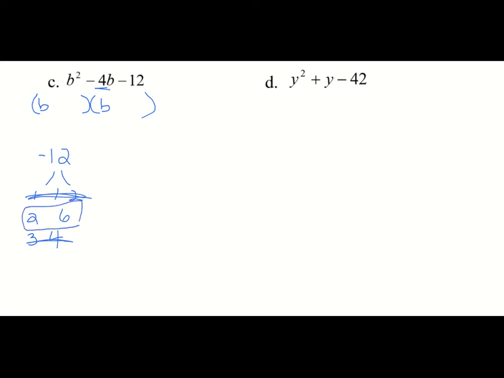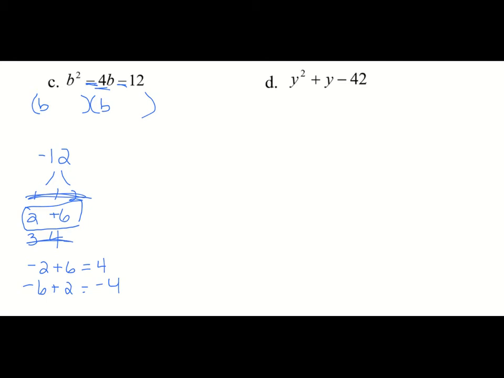But 2 and 6, I know I can get 4 from it. Now, I need a negative 4, and when I multiply, I need a negative 12. So remember, when we multiply, you're going to have one positive number and one negative number. So if I make the 2 a negative and the 6 a positive, that gives me negative 12. But if I add negative 2 plus a positive 6, it gives me a positive 4. I need a negative 4. So swap them around. Do negative 6 plus positive 2, and that gives you a negative 4. And negative 6 times 2 also gives you negative 12.